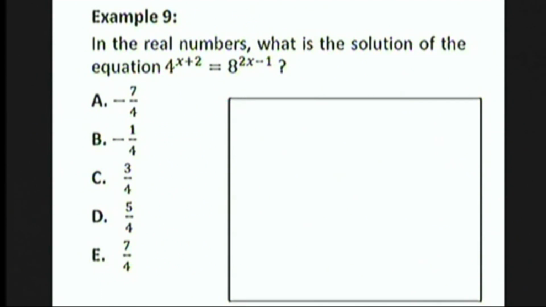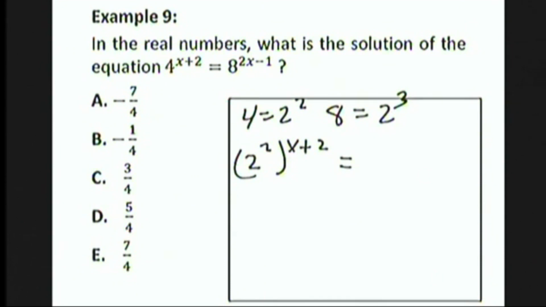Here's an example that's a little bit harder. In the real numbers, what is the solution of the equation 4 to the x plus 2 equals 8 to the 2x minus 1? In this particular problem, the bases are not the same, but we can easily make them the same since 4 and 8 have a common base of 2. In other words, 4 is equal to 2 squared, and 8 is equal to 2 cubed. So we can rewrite these expressions as 2 squared to the x plus 2, and on the other side of the equation, 2 cubed to the 2x minus 1.